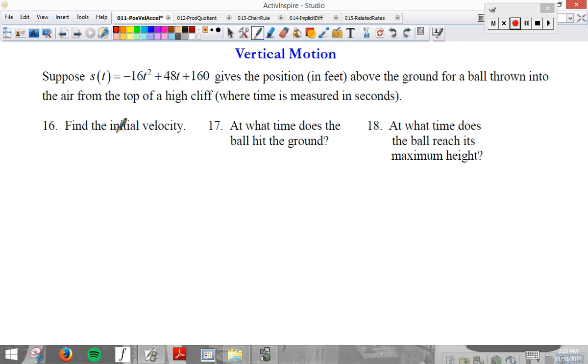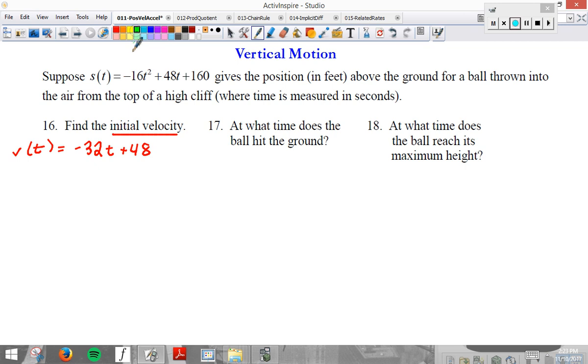The initial velocity is going to require two things. First, a velocity function, which in this case will be the derivative of position. The rate of change of position is velocity, so the derivative of position is velocity. 2 times -16, derivative of 48t is just 48. Derivative of 160 is just 0.